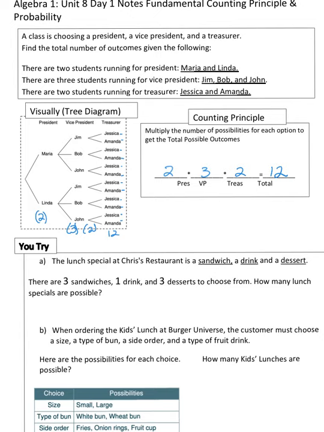We have 12 possible outcomes. You've got Maria, Jim, Jessica, Maria, Jim, Amanda. There are 2 right there. And we can even pick things out. Let's just say I'm going to include a new one. How many have Amanda as treasurer? Well, let's look at the diagram. Amanda as treasurer, 1, 2, 3, 4, 5, 6. 6 have Amanda as treasurer. That was so easy. Alrighty.